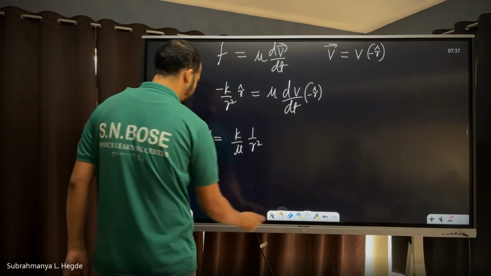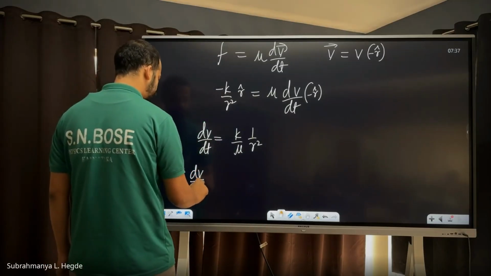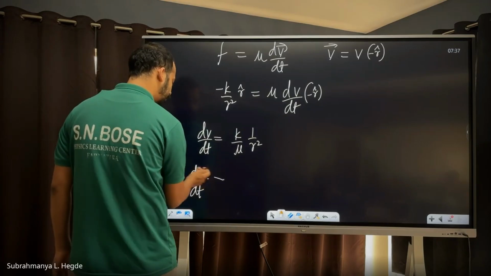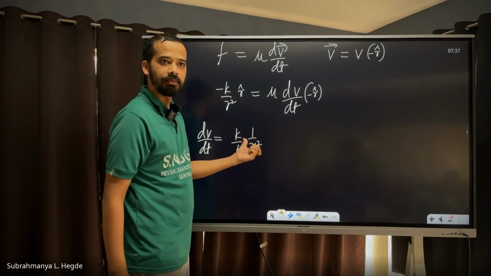Now what you should do is write carefully like this: dv by dt, dv by, now look at here, it is not a function of time now. Am I right?